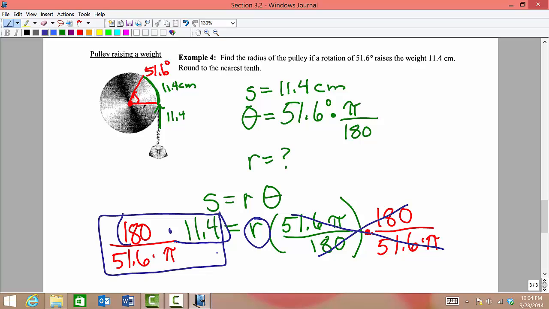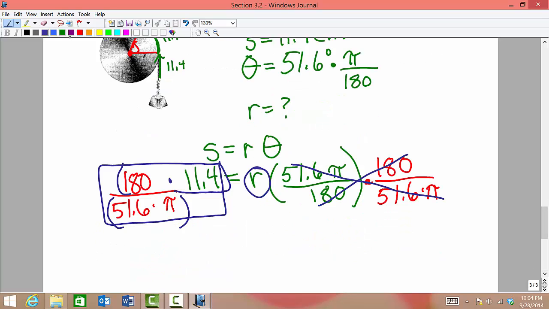numerator, divided by, and now we're dividing by more than one thing, so we want to also put the bottom in parentheses as well. So what you should have in your calculator should look something like this. Parentheses 180 times 11.4, close parentheses, divided by, parentheses 51.6 times pi, and then close parentheses. So you want to make sure you put parentheses around the entire numerator and the entire denominator so your calculator knows what you're dividing by and what you're actually dividing into.